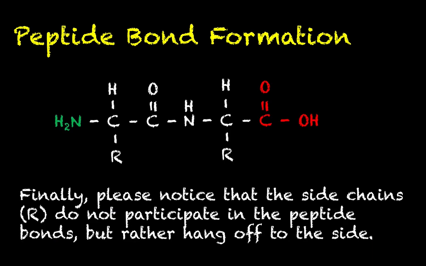So finally, the last thing I want you to notice about this discussion on peptide bond formation is that the side chains, designated as the letter R, do not participate in the peptide bonds, but rather they just kind of hang off to the side. So when we form a peptide bond, it is happening between the amine of one amino acid and the carboxyl of another amino acid. The side chains do not get involved in peptide bond formation.